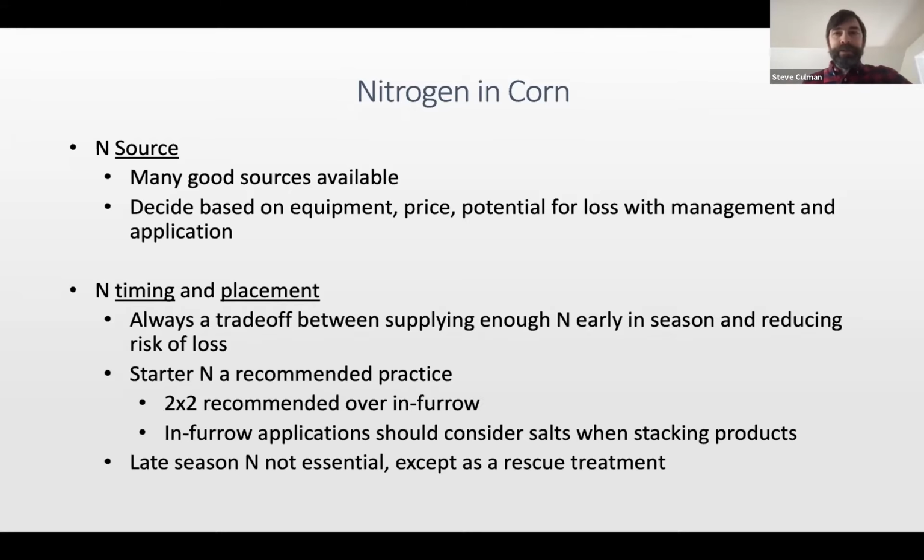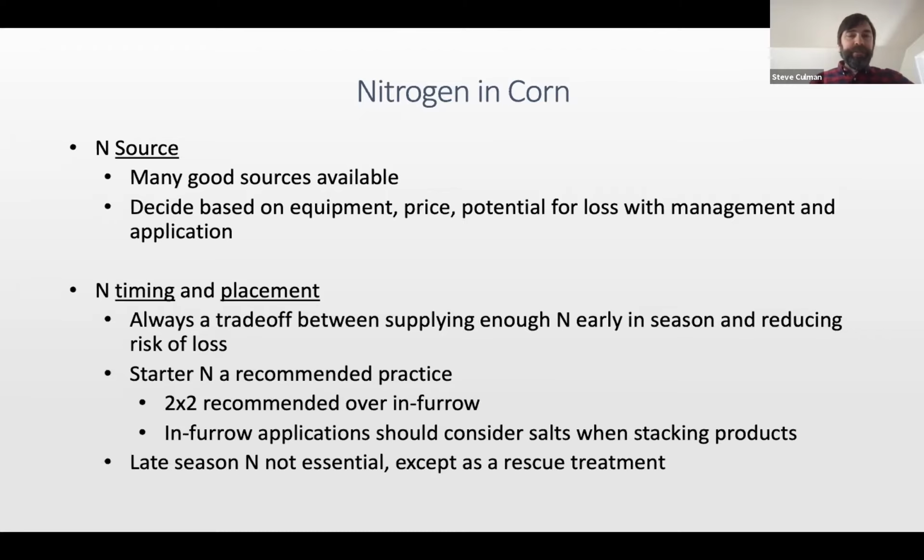Nitrogen is a critical piece in terms of corn meeting its yield potential. With all of these nutrients, but particularly with nitrogen, we can think about source, timing, placement, and rate. For nitrogen source, we get this question from time to time. We did run a few source trials with no differences in yield.